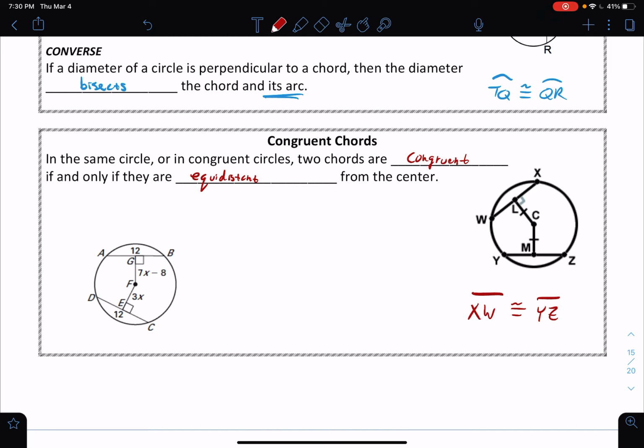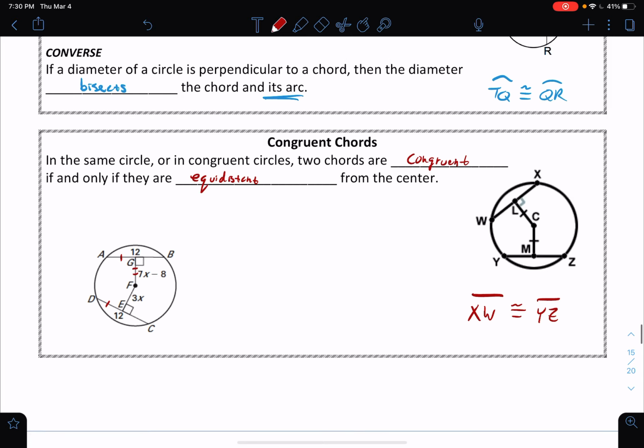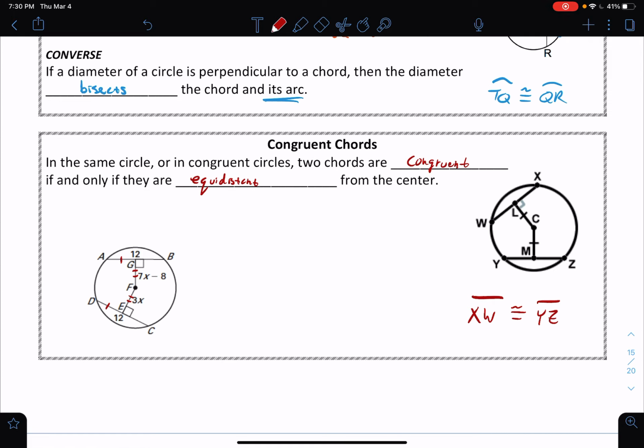Okay, so in this example here, we've got that AB is congruent to DC. We've got that those two chords are congruent. Therefore, these segments that extend from the center have to be congruent as well. So we can set up 3x equals 7x minus 8. So we get negative 4x equals negative 8, so x equals 2. Alrighty, so those are three relationships.